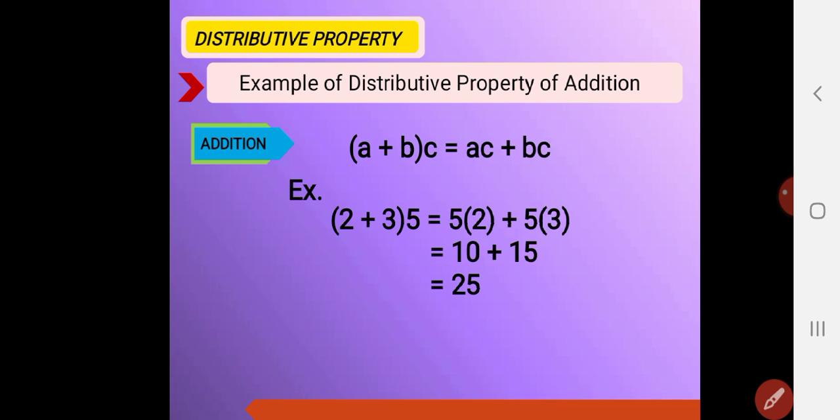Examples for this property for addition. Quantity A plus B times C is equal to AC plus BC, where A is 2, B is 3, C is 5. So, quantity 2 plus 3 times 5. So, distribute na ta si 5 isa-isa. So, 5 times 2. Then, distribute pud ta si 5 sa 3. Ang operations nila is plus. So, 5 times 2 is 10 plus 5 times 3 is 15. So, 10 plus 15 is equal to 25.